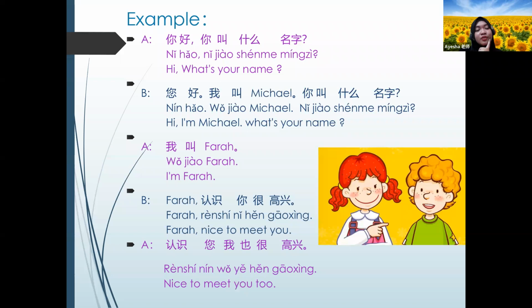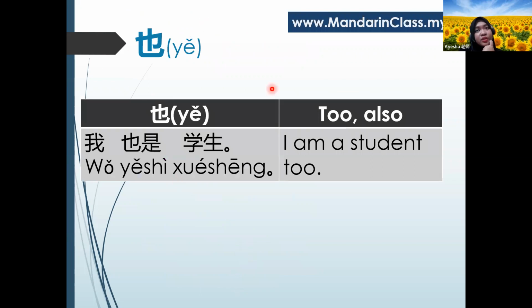Before I dissect the meaning of this dialogue, let's look at the word yeah and understand it better. The word yeah means too or also. Take the sentence, I am a student too. In English, our habit is to put the too at the back, because you say the statement first, then the too. In Mandarin, it doesn't work that way. You put the too after the subject that is sharing the same sentiment.